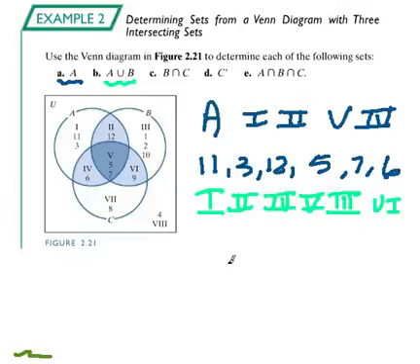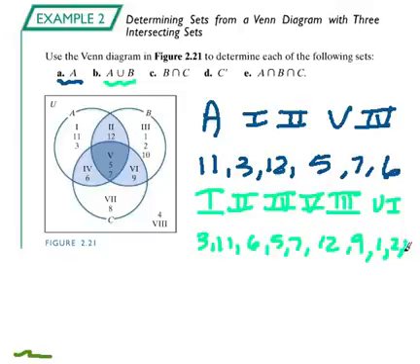Now let's actually put all of the numbers. So A union B, well, I need a 3, need an 11, need a 6, need a 5, a 7, a 12. How about that 9, right? I need that. And then 1, 2, and 10. This would be all of the elements in A union B. That's a mouthful right there.